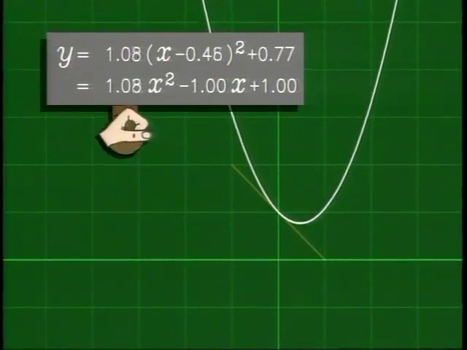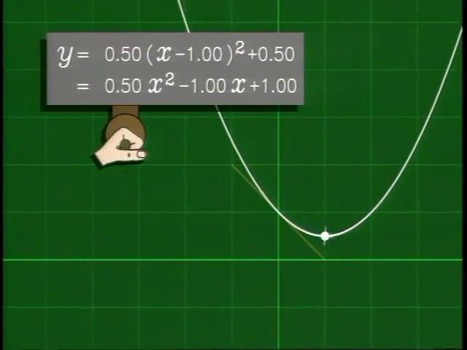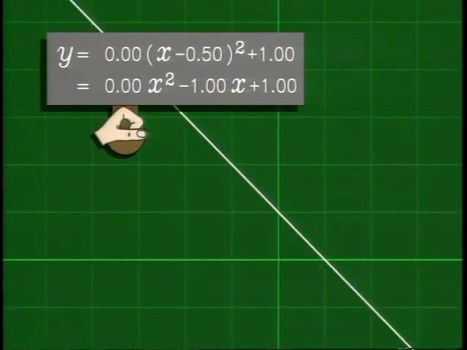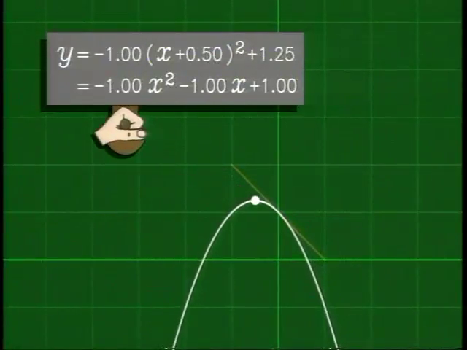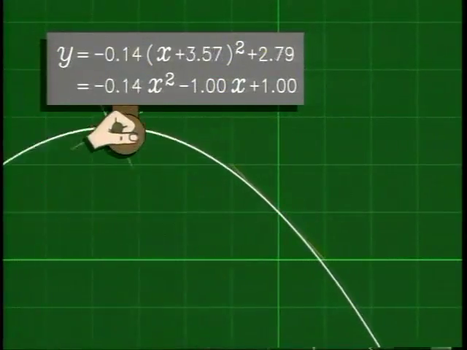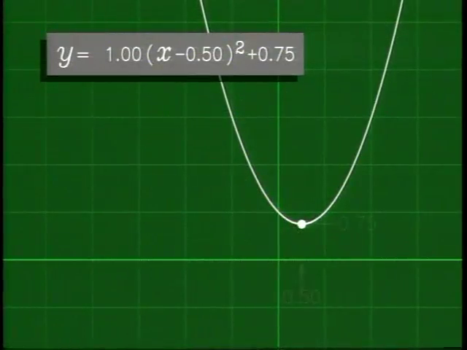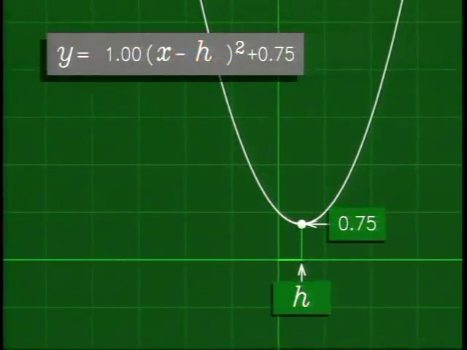If it's positive, the parabola opens upward like this, and there is a lowest point or valley on the graph. If the leading coefficient is negative, the parabola opens downward like this, and there is a highest point or peak on the graph. This point where the parabola has a peak or a valley is called the vertex of the parabola. The Cartesian equation can be expressed in terms of the coordinates of the vertex.